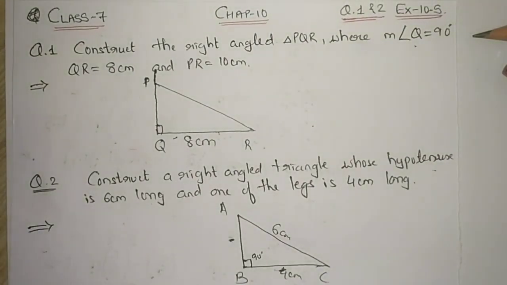So hope you have understood how to construct both of the questions, that is right angle triangle of exercise 10.5.